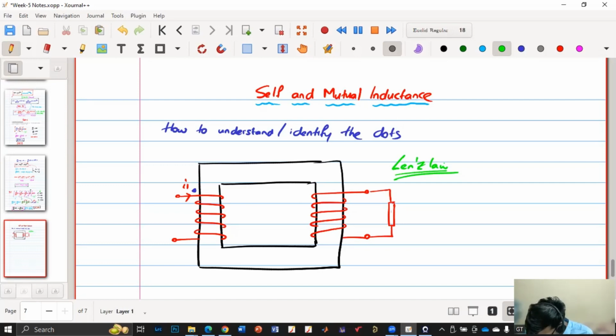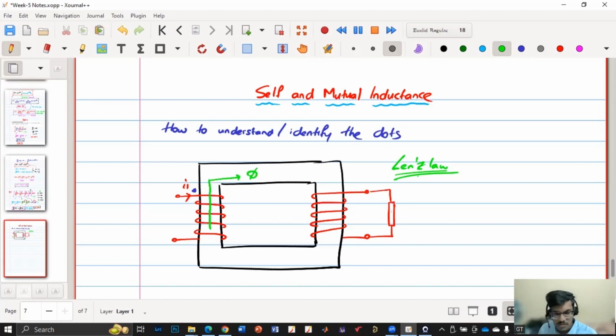Now, if I1 is in this direction, what will be the direction of flux phi, top or bottom? Top, yes, top, right? I hope everyone knows this. Yes, top. So flux is in this direction.